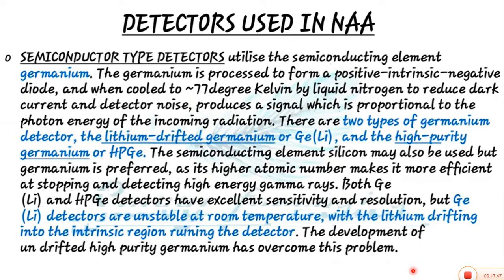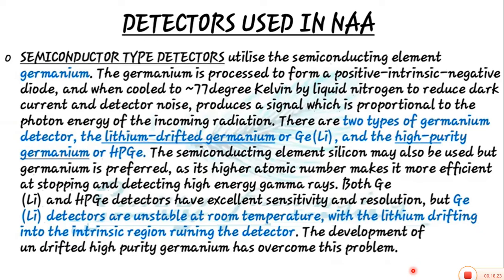But maintaining the conditions is somewhat of a burden on the workers, who have to keep it at about 77 degrees Kelvin with liquid nitrogen to reduce dark current. There are two types of germanium detector: the lithium drifted germanium, in which lithium is doped, and the other is the high purity germanium, or HPGe.